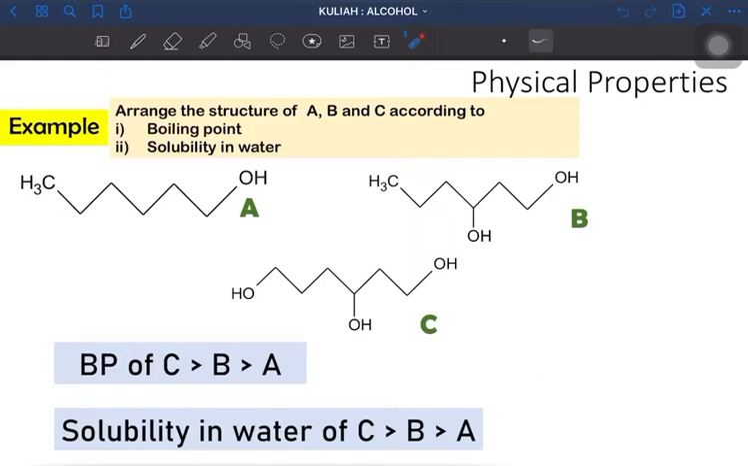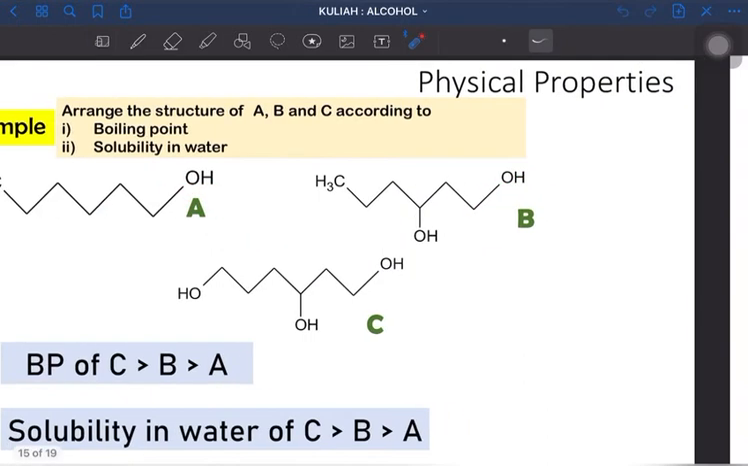Okay, in terms of solubility in water, it's the same. The more OH groups, the more easily it dissolves, because it can form more hydrogen bonding with water. So in this case, C is much more soluble in water compared to B, compared to A. Alright.